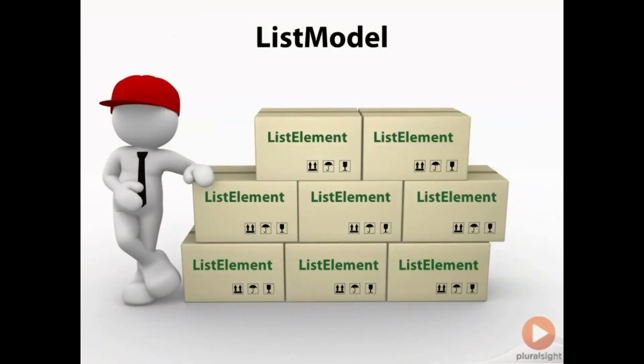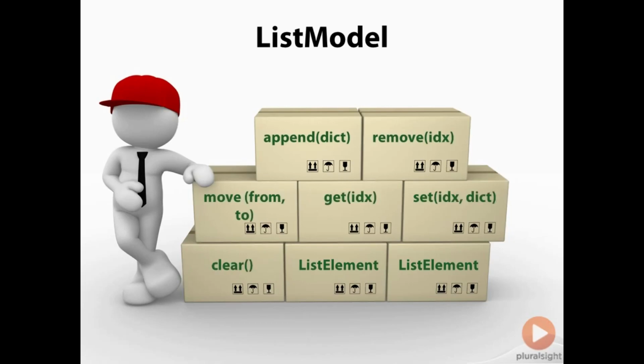A list model is pretty powerful and reasonably straightforward. While it does have a number of properties and functions, the primary building block is the list element. You can add list elements statically or dynamically to a list model. In fact, most of the properties or methods perform simple operations on the list model as a container for list elements. You can append, remove, move, get, set, clear, and count the list elements in the list model. We'll take a look at the parameters in a minute.